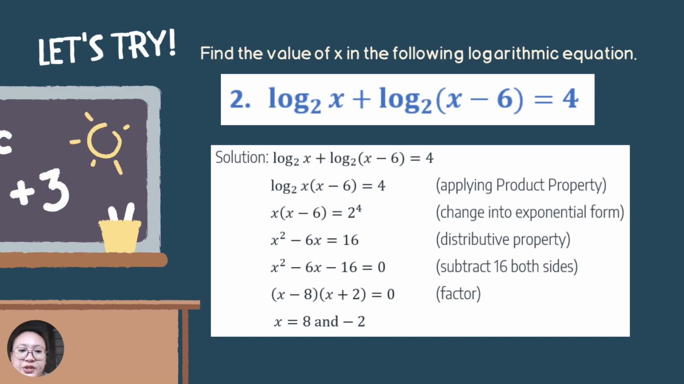Applying the distributive property, x times the quantity of x minus 6 will become x squared minus 6x, and 2 raised to 4 is equal to 16. Now subtract 16 to both sides. This will become x squared minus 6x minus 16 is equal to 0. And factoring x squared minus 6x minus 16, the factors are the quantity of x minus 8 times the quantity of x plus 2 is equal to 0. The values of x now for this given logarithmic equation are x is equal to 8 and negative 2.